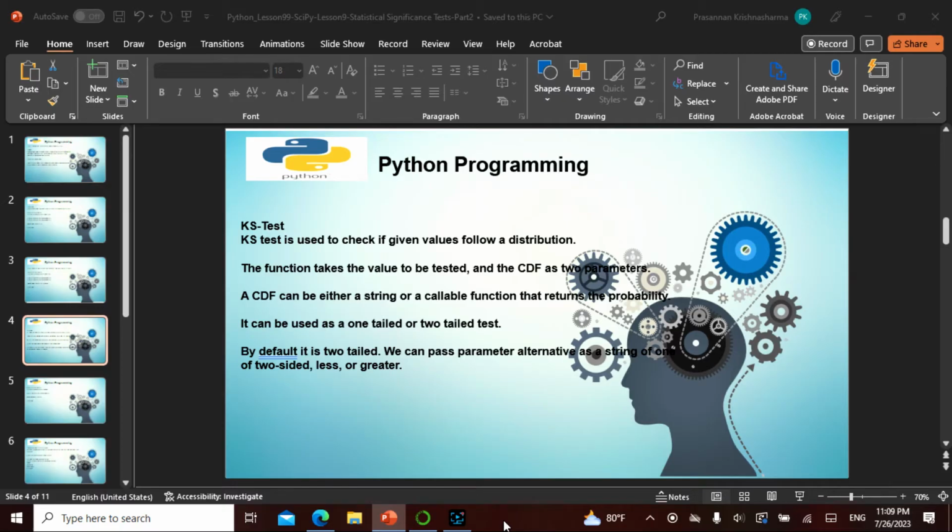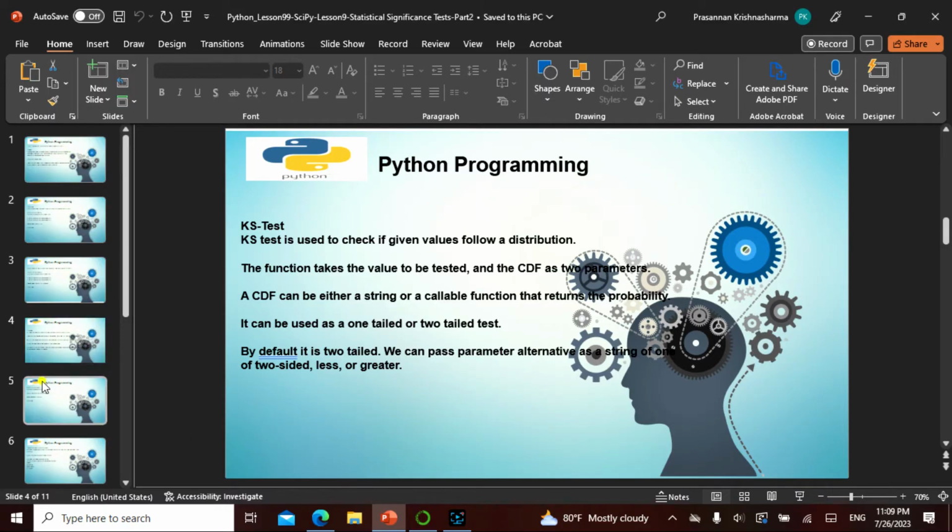Just take it at a high level. The function takes a value to be tested, and the CDF has two parameters. It can be either a string or a callable function. It can be used as a one tail or two tail. It is not necessarily a two tail like a t-test. It can be one tail or two tail, but by default, it is a two tail.